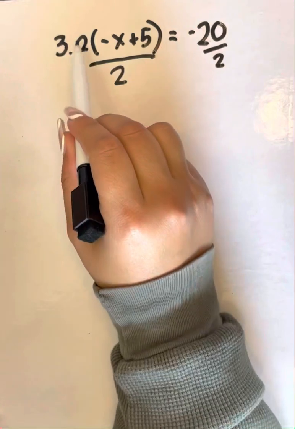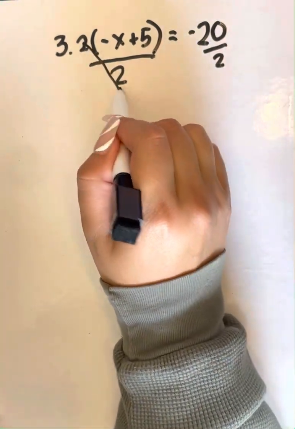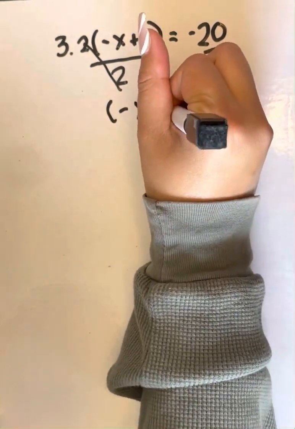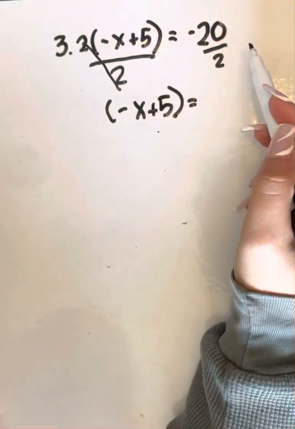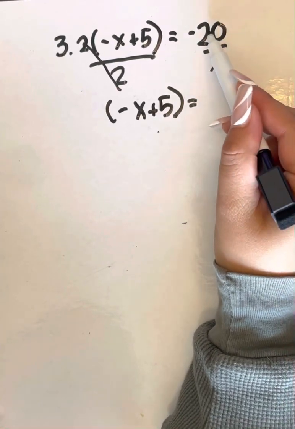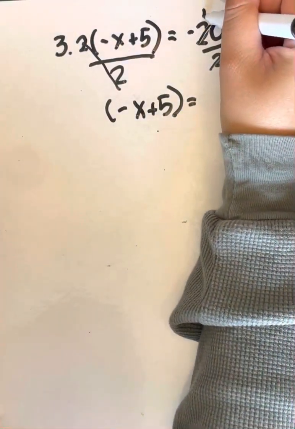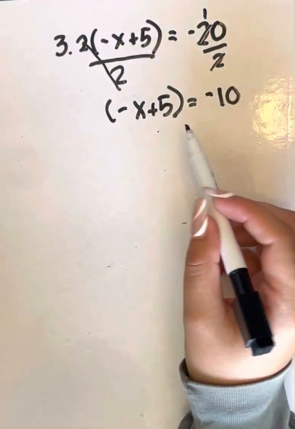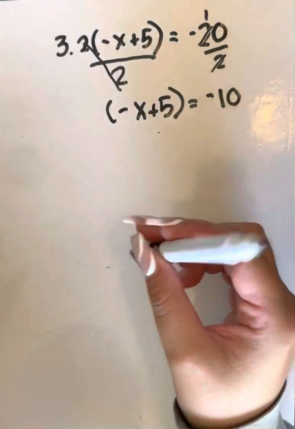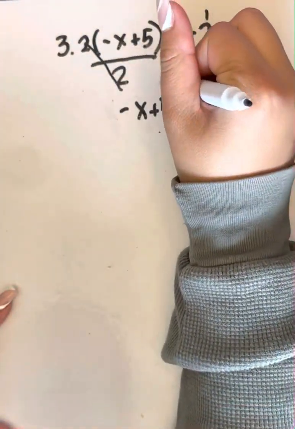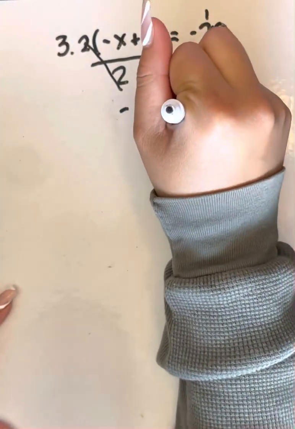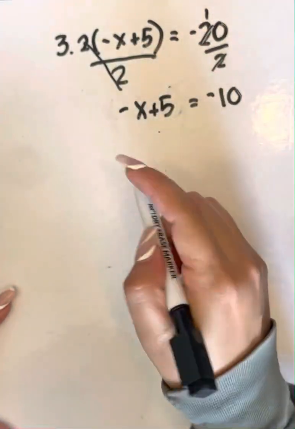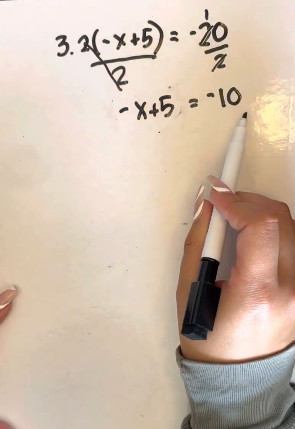And these 2's cancel, right? Because 2 over 2 equals 1. So we are left with negative x plus 5 on one side, and on the other side we see this 2 cancels with this 2, which makes it 10, right? So it's going to be negative 10. So actually we can get rid of the parentheses since the 2 is gone and we don't have anything outside anymore. So we're left with negative x plus 5 equals negative 10.